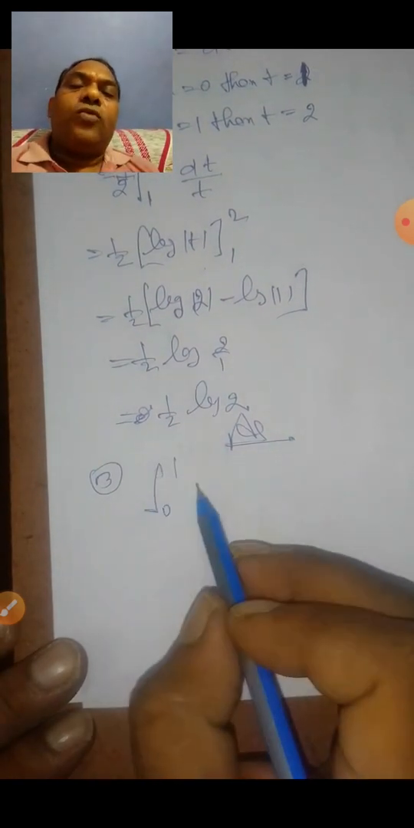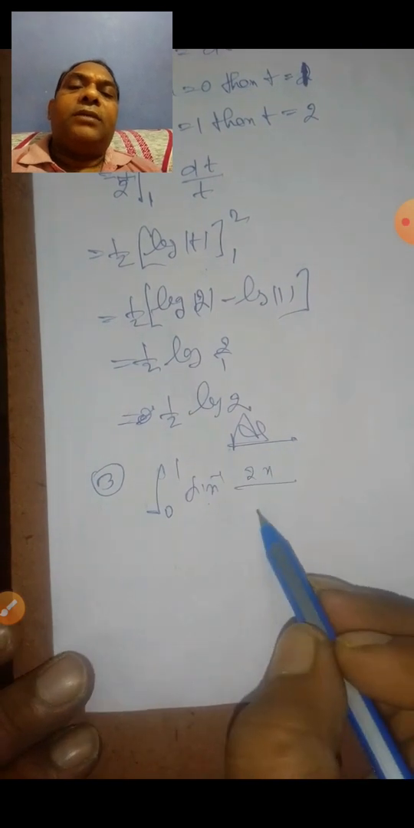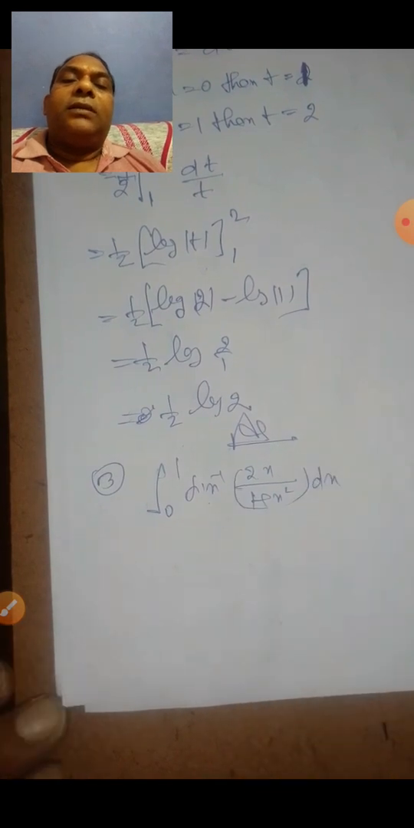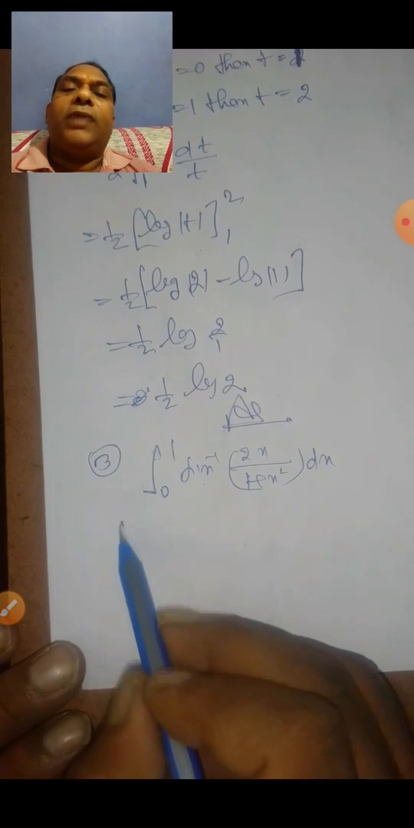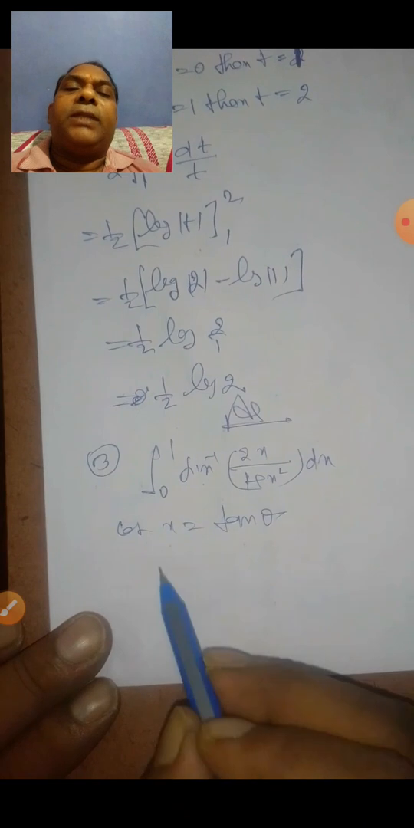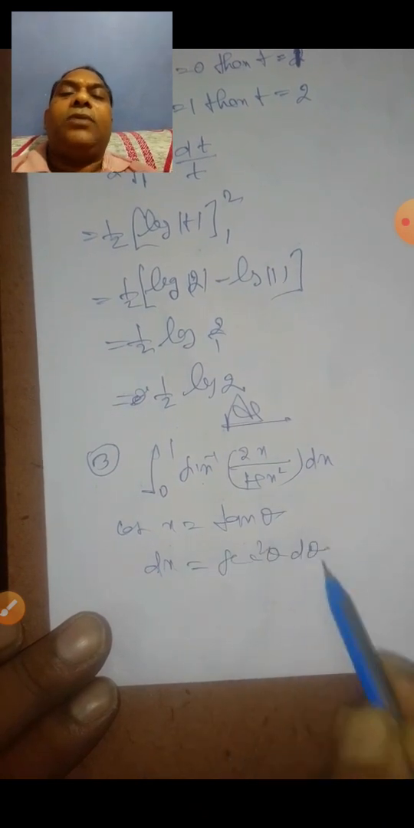Integration 0 to 1 of sin inverse of 2x upon 1 plus x square dx. So here to solve this question, firstly we have to let x is equal to tan theta, because 2 tan theta upon 1 plus tan square theta is equal to sin 2 theta. So dx will be equal to sec square theta d theta.